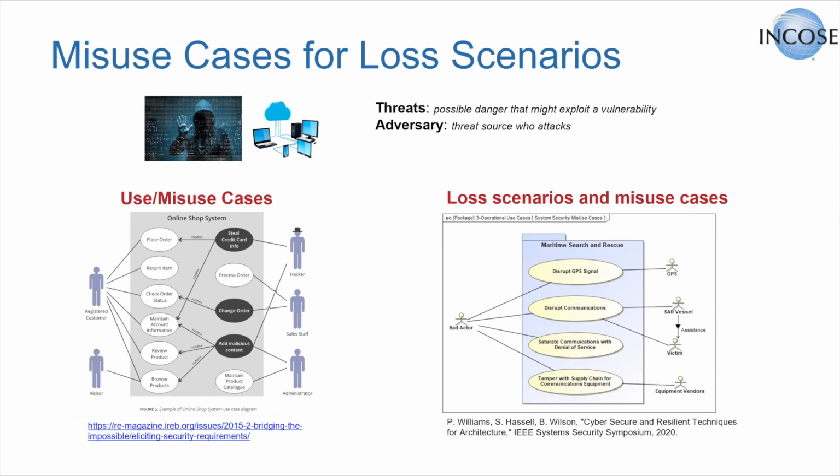So we have a use case for the user to place an order. We have a misuse case where an attacker steals information during that order. And we can also describe loss scenarios and misuse cases by themselves.